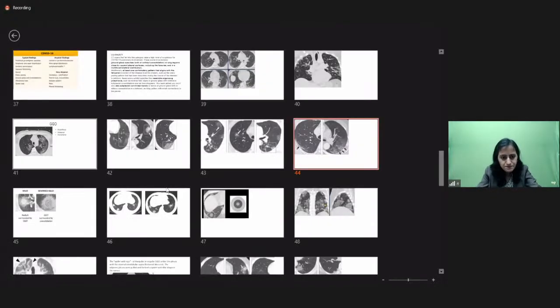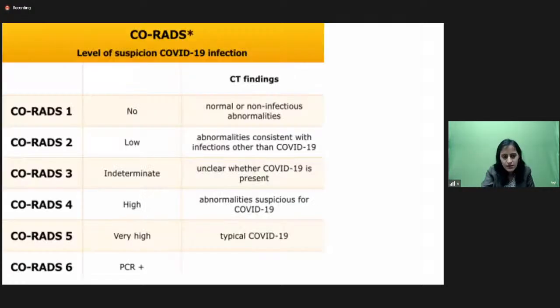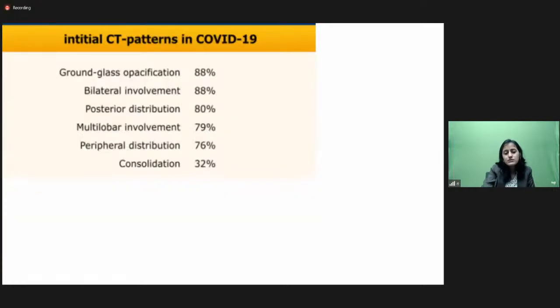So we were discussing this image here. This is where you are seeing the lighter area and the more white area surrounding it. That is your reverse halo sign, right? The brighter part is seen outside. CO-RADS, this I've already told you. The initial CT patterns, the most common that was seen: ground glass, bilateral, posterior, multilobar, peripheral patterns, and consolidation was seen, but to a lesser extent.